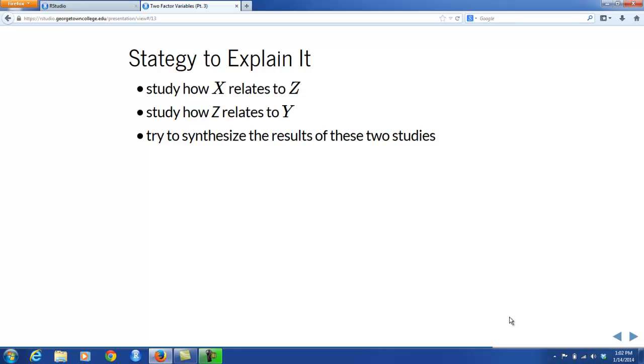First of all, study how your explanatory variable x relates to that lurking variable z. Next, study how the lurking variable z relates to the response variable y, and then see if you can synthesize the results of these two studies. Let's see how it plays out in this example.